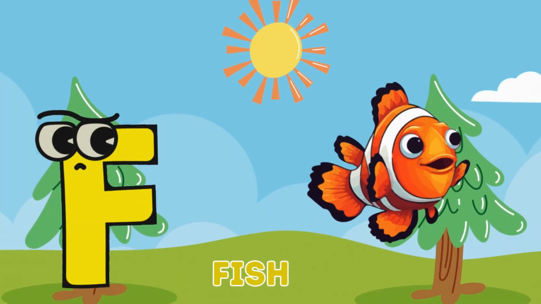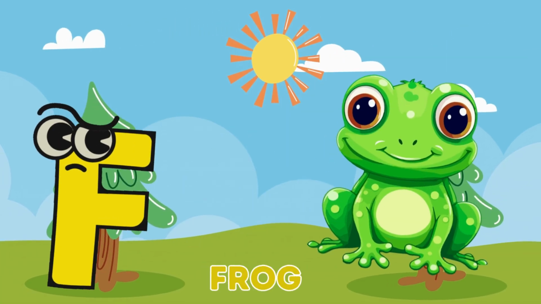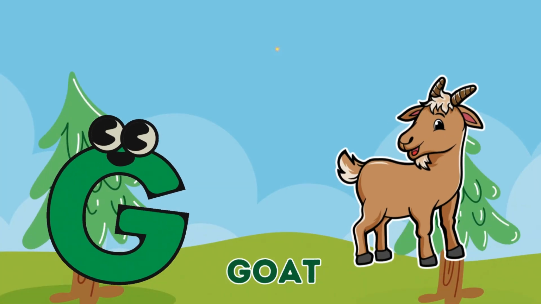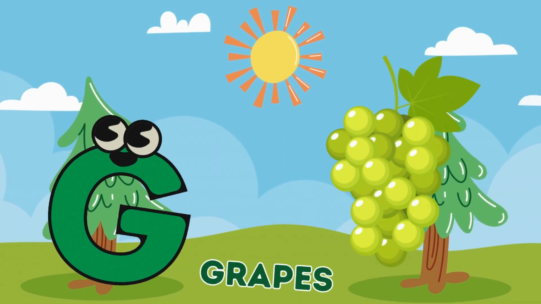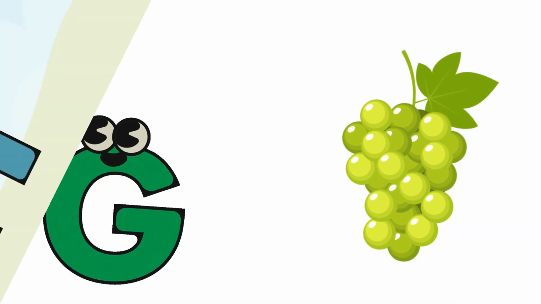F is for fish. F is for frog. G is for goat. G is for grapes.